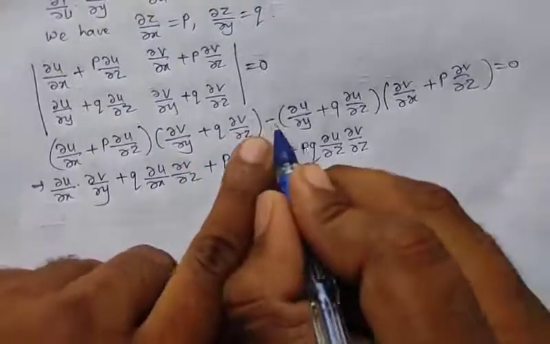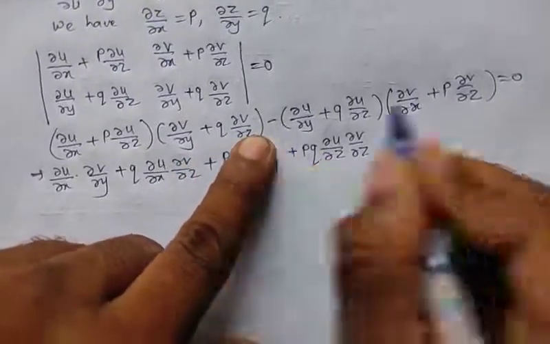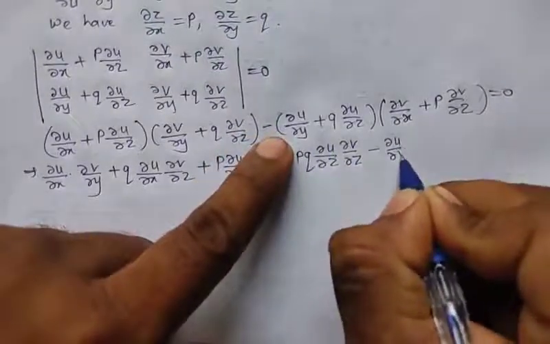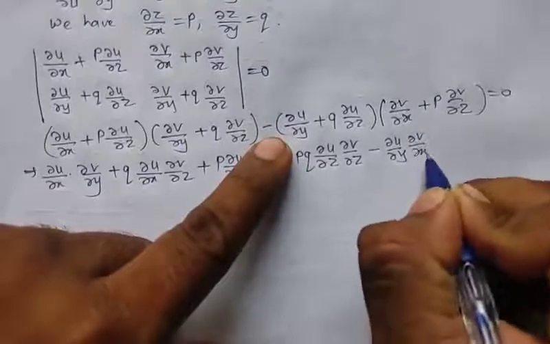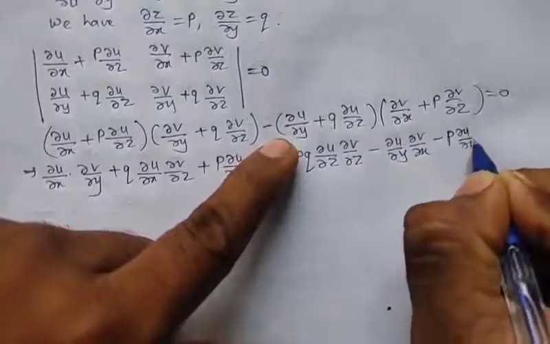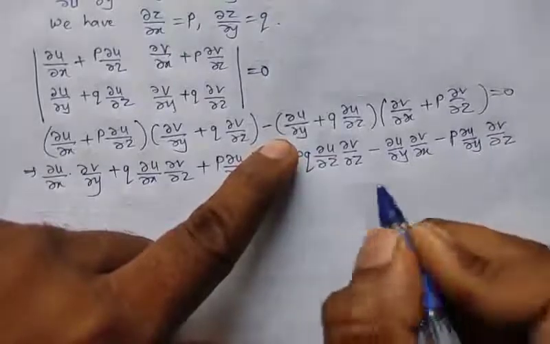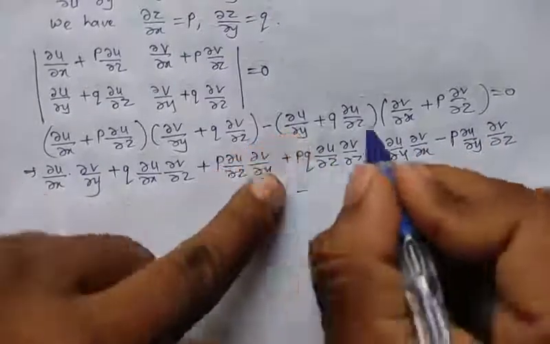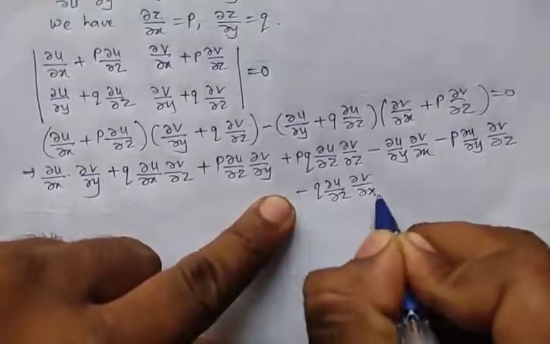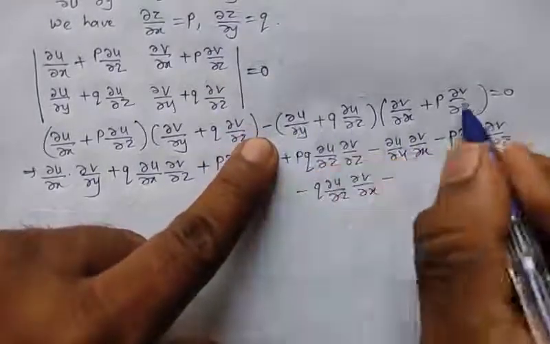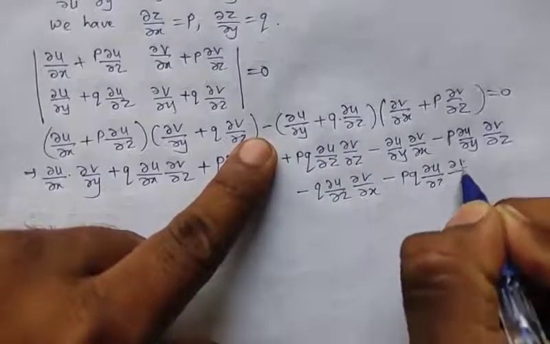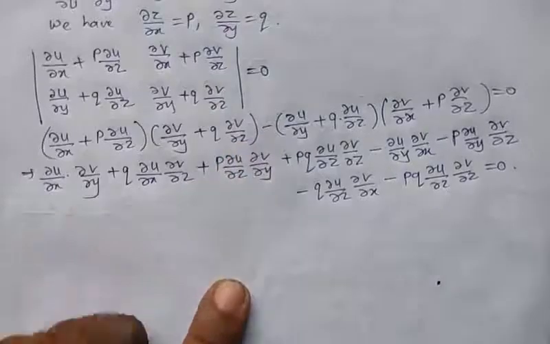Okay, so here is a minus sign, so all the terms will be negative. So minus ∂u/∂y into ∂v/∂x, minus p into ∂u/∂y into ∂v/∂z. Next, minus q into ∂u/∂z ∂v/∂x, minus the last term, p into q ∂u/∂z ∂v/∂z, which is equal to 0.